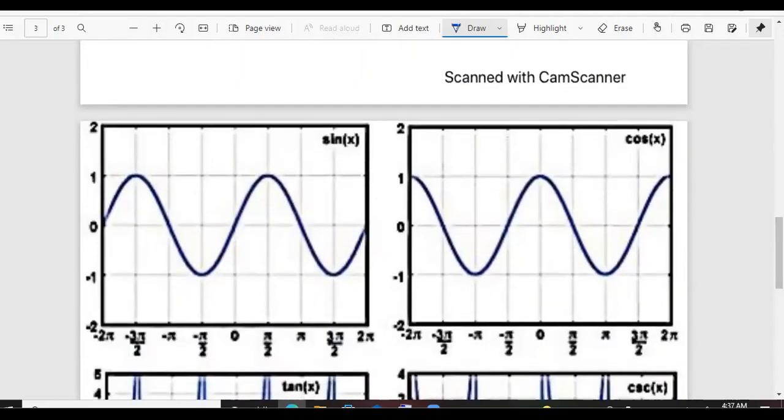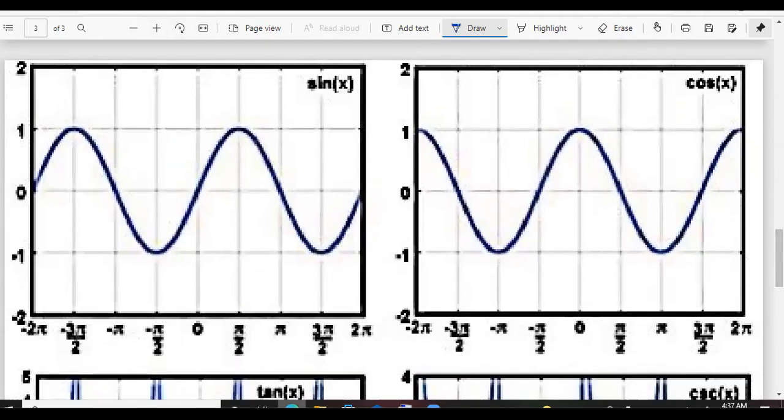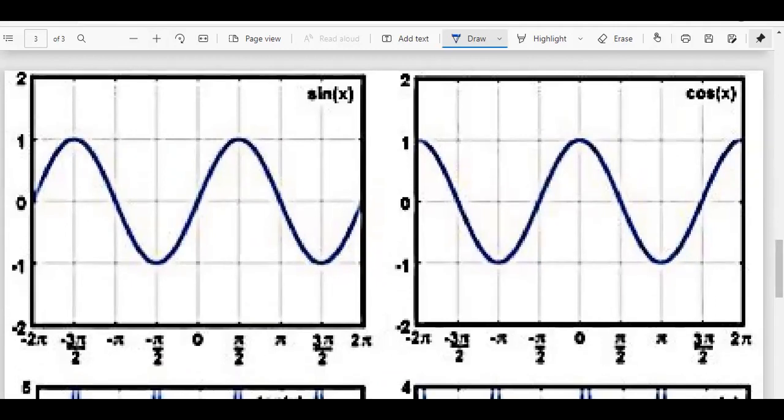Okay, we were talking about sine. So let's talk about sine of x. Here it is. Now this is sine of x. Let me make the line of the x-axis. All right, now we need to study this graph at the moment. We are talking about the domain and we are talking about the range.